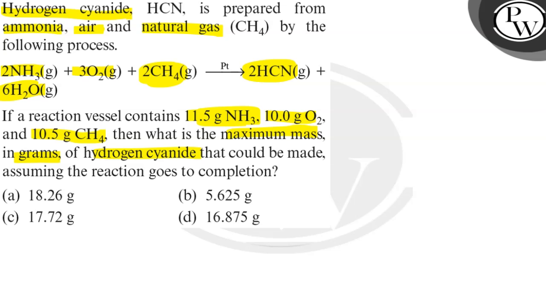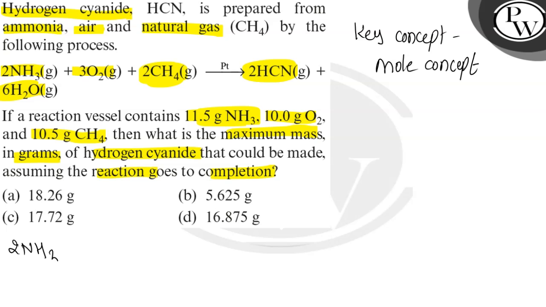Maximum mass of in gram, mass कितना है of hydrogen cyanide का? That could be made assuming the reaction goes to completion. The key concept is the mole concept. So reaction क्या है? When 2 moles of ammonia reacts with 3 moles of O2 and 2 moles of CH4, form होता है 2 moles of hydrogen cyanide plus 6 moles of water.